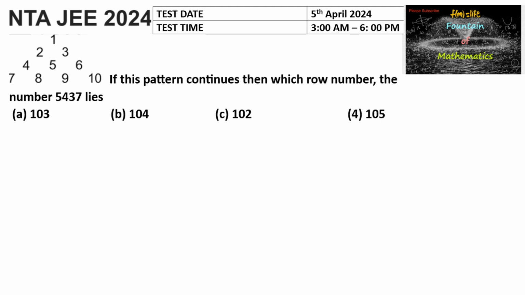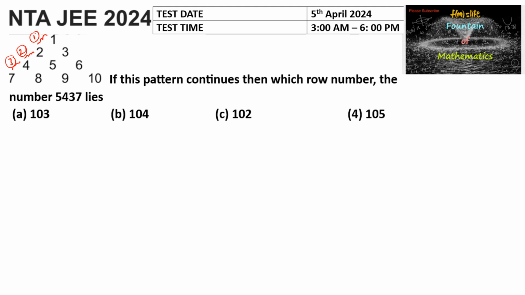You can see that in the pattern, the difference between the first element in the first row and the first element in the second row is 1. Similarly, the difference between the first element in the second row and the first element in the third row is 2. And similarly, for the third row and fourth row, the difference of the first elements is 3. It's continuing in the sequence 1, 2, 3.